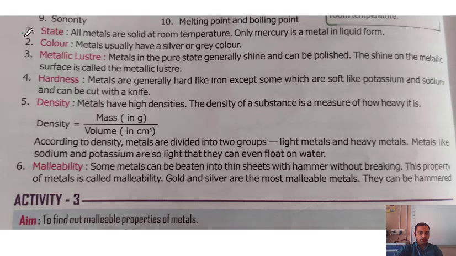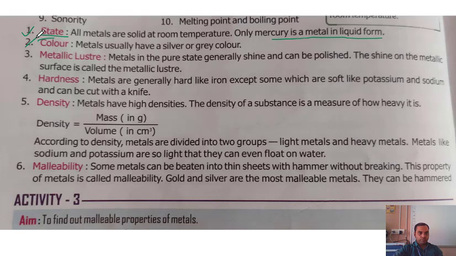Now, here the first one is state. All metals are solid at room temperature. Only mercury is a metal in liquid form. So there are 91 metals. 90 metals are in the solid state at room temperature, around 30 degrees. Mercury is the only metal that is present in the liquid state at room temperature.